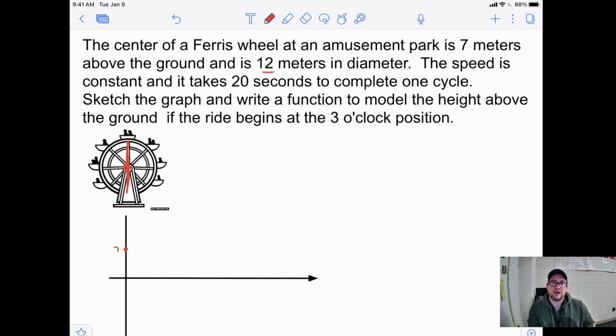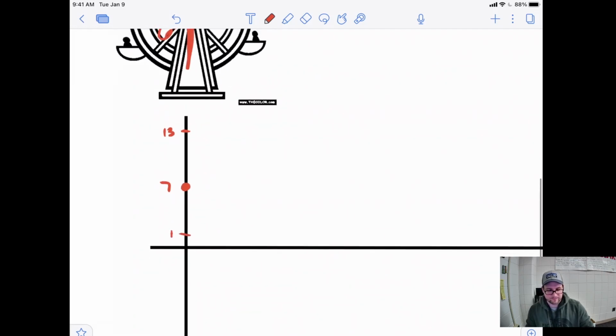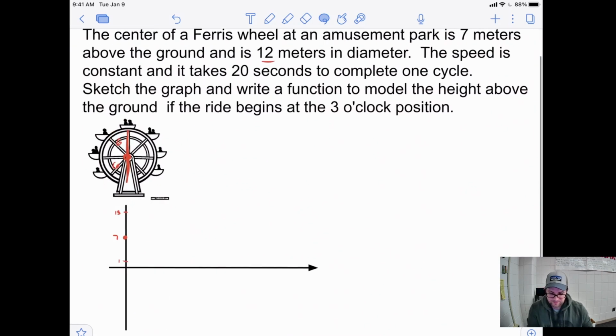Now we can break that down. If it is 12 meters in diameter, that means there is going to be 6 meters above and 6 meters below. So when we come over here, 7 plus 6 gives us a maximum height of 13, and 7 minus 6 gives us a minimum height of 1. Let's move this up so it sits right in the middle, at least as close. We want to try to produce this as accurately as possible.